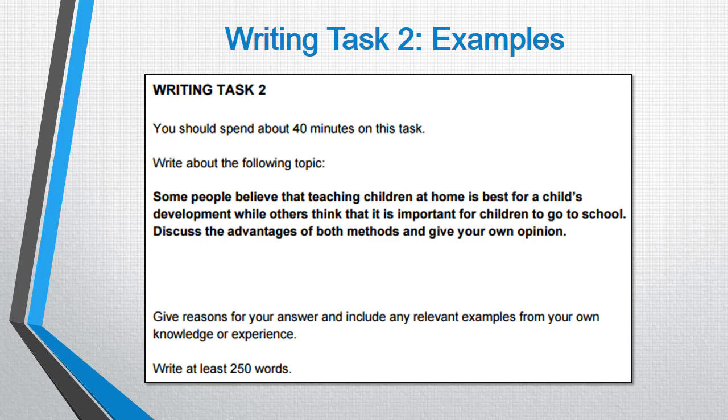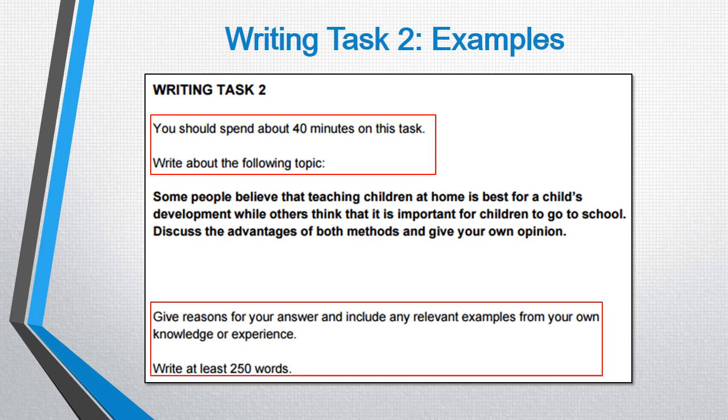The first thing to say is that every question you get, you'll get the same instructions. At the top here, you should spend about 40 minutes on this task. Write about the following topic. You'll always see that. And at the bottom, you'll always see give reasons for your answer and include any relevant examples from your own knowledge or experience. Write at least 250 words. So you're always going to see that. The layout might be slightly different. We'll look at 1 or 2 others, but essentially this is what you're going to get.